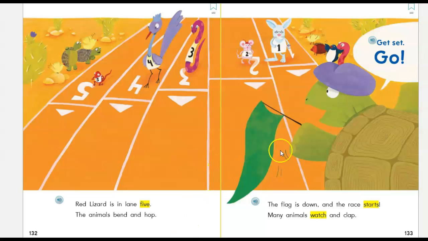So what happens when our tortoise here puts the flag down? What happens? It says the flag is down and the race starts. So sometimes in a race, the person will be holding a flag up, and when they put the flag down, that means it's time to begin. So after the tortoise puts the flag down, what do you think the animals will do? The tortoise put the flag down and the race starts, so maybe the animals will start the race.